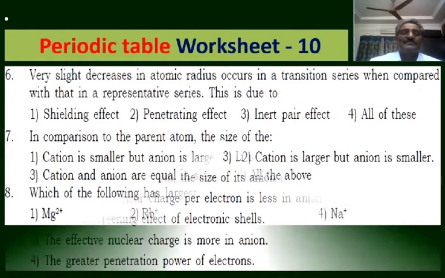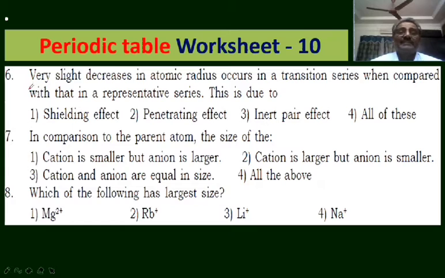Next, sixth question. Very slight decrease in atomic radius occurs in the transition series when compared with that in the representative series. This is due to what, in the transition elements or in the representative elements? When we move from left to right in a period, the size of the atom gradually decreases. But the decrease in size is more in representative elements when compared to transition elements. The size decreases, no doubt, but the decrease in size is very less in the case of transition elements.